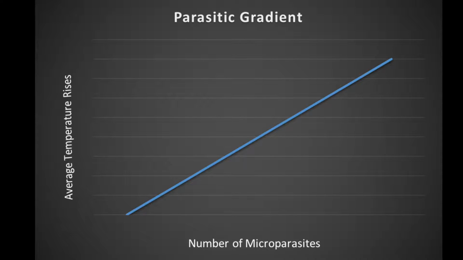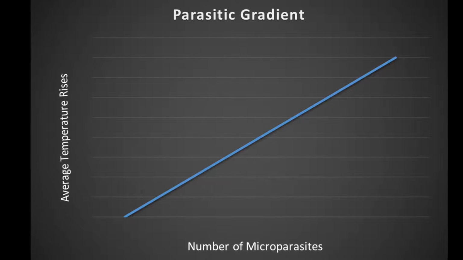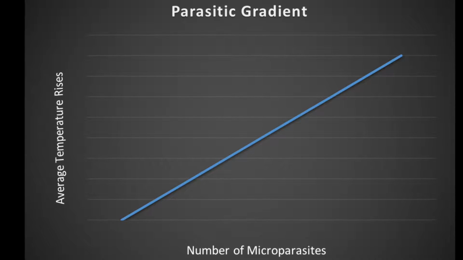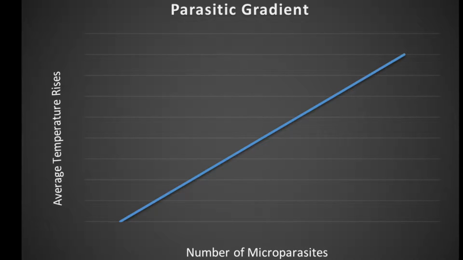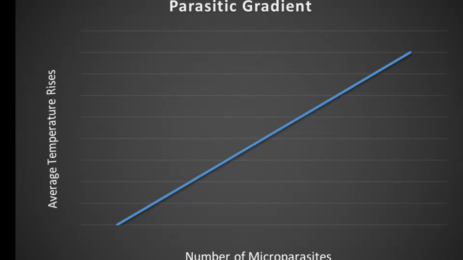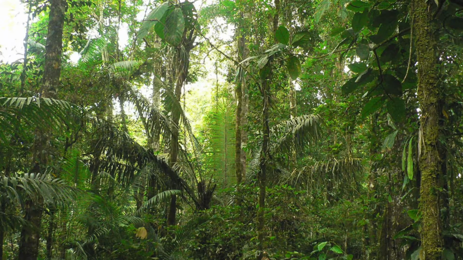The parasitic gradient can be defined as the presence of disease and parasites, specifically microparasites, as they change in relation to temperature and climate changes. In many areas around the world, as the climate and temperature changes, so do the presence of microparasites. This can be seen since the dawn of man in places such as Africa.